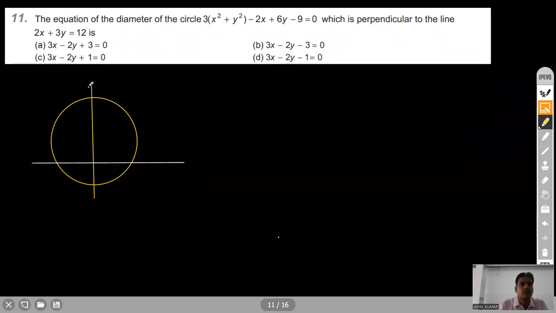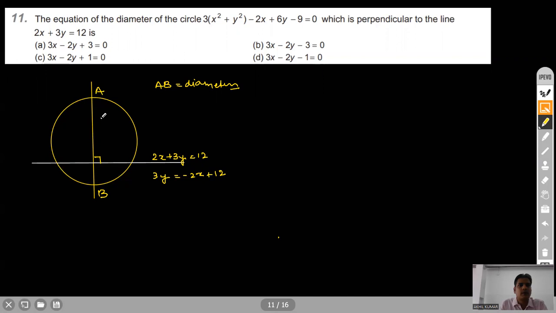So this line is given as 2x plus 3y is equal to 12. Or we can simply write it as 3y is equal to minus 2x plus 12. So this will be our diameter. Suppose this is our AB, right? So AB will be the diameter, and this diameter is perpendicular to this line. This is what it says in the question. So we have to find the equation of this AB.